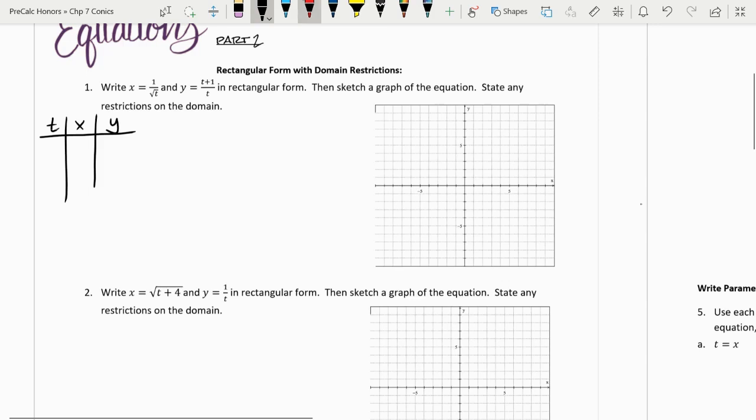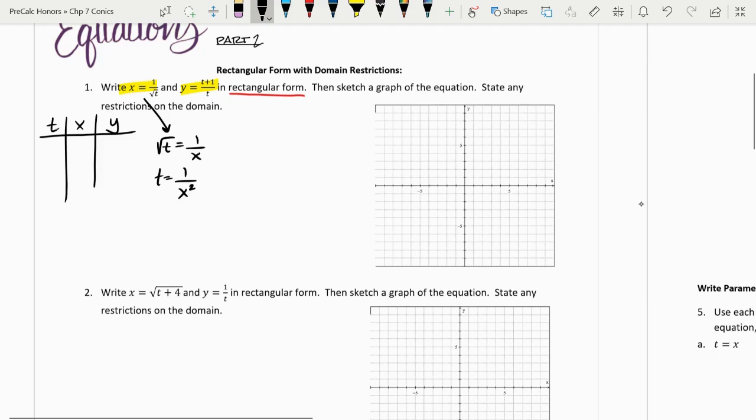But last time we talked about changing our parametric equations to rectangular form. So I'm actually going to start off with that. We're going to pick one of these equations. I'm going to use x, and we're going to get t alone. So first, I'm just going to switch x and t, and I'll square both sides.